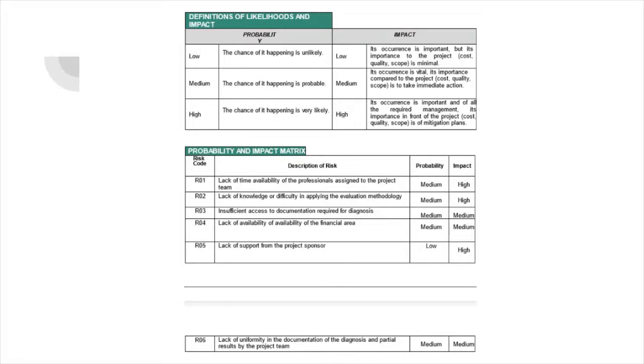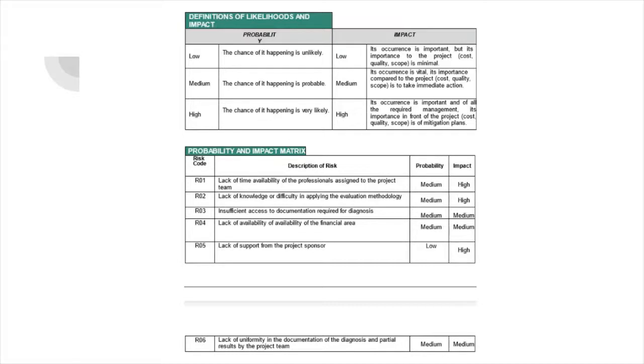High, the chance of it happening is very likely. High, its occurrence is important of all the required management. Its importance in front of the project, cost, quality, scope is of mitigation plans.